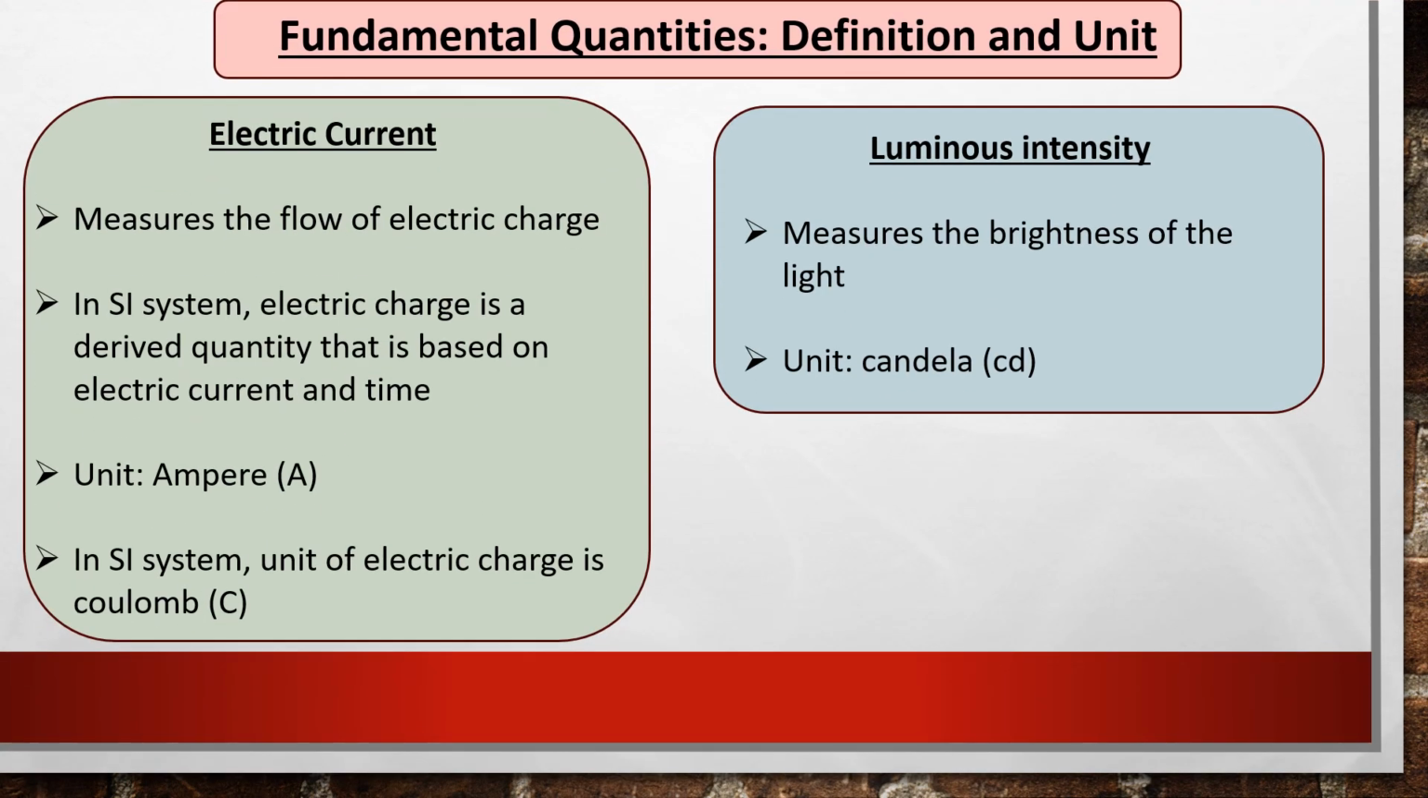Electric current measures the flow of electric charge. In SI system, electric charge is a derived quantity that is based on electric current and time. Unit ampere. In SI system, unit of electric charge is coulomb. Luminous intensity measures the brightness of the light. Unit candela.